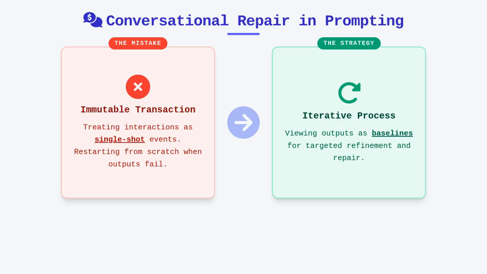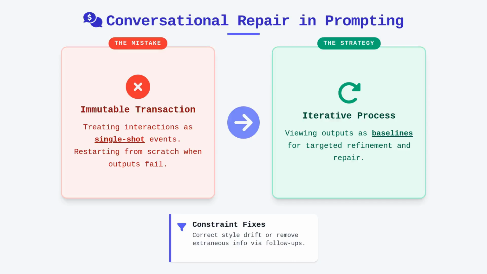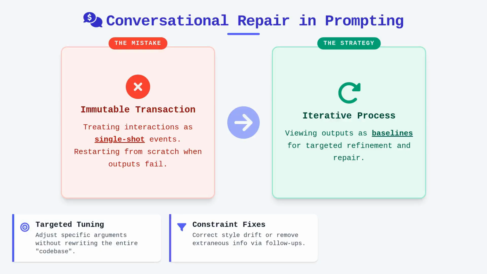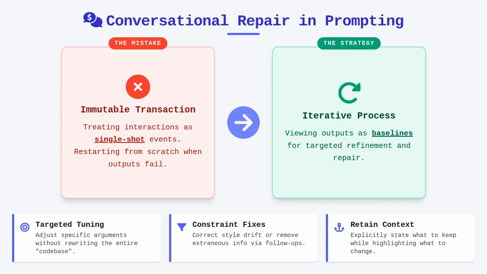When the model provides a response that misses the mark, the most efficient approach is to employ conversational repair techniques that address specific errors without discarding the entire context. You might find that the model has drifted from your stylistic constraints or included extraneous information, which requires a targeted follow-up prompt rather than a complete restart. By explicitly stating what should be retained while highlighting the precise aspect that needs adjustment, you guide the model back toward the intended trajectory. This is analogous to adjusting parameters in a software function, where you're not rewriting the entire codebase, but merely tuning an argument to achieve the correct return value.